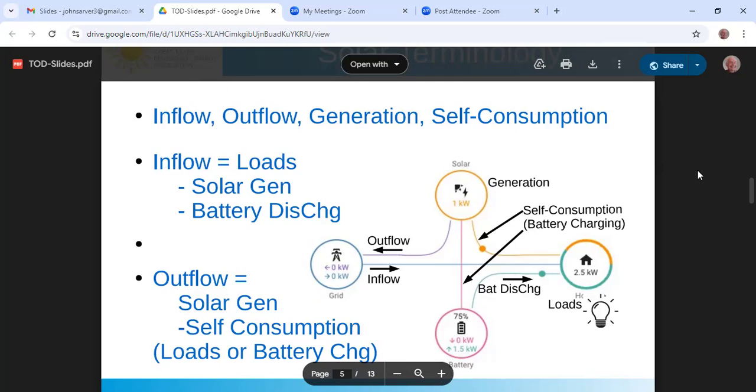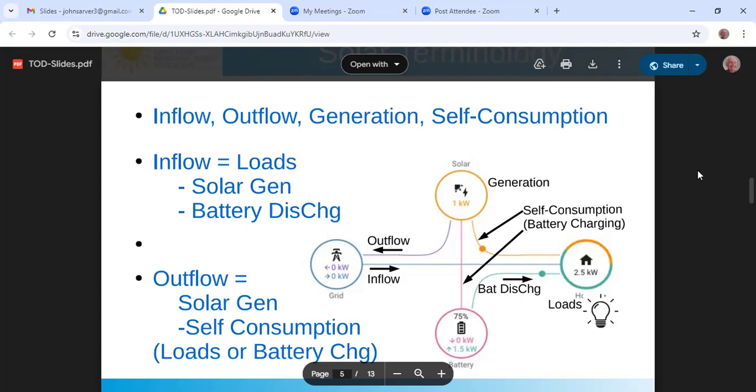If you have a battery as part of your system, some of that might go to the bottom and charge the battery. And if there's any left over, then it might go out to the grid. So everything sums up. Everything that your house is using is going to be the sum of the three lines going to it. And then your battery, if you have some stored, might run your house and discharge the battery, and you could avoid any inflow from the grid during that time.